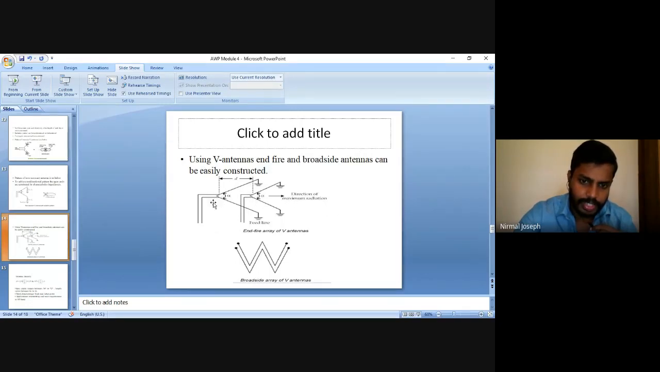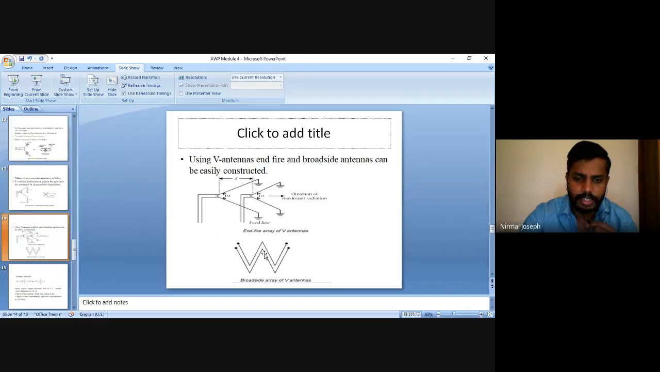One V antenna is arranged like this. It will be radiating in this direction. Another V antenna is arranged like this. It will be firing towards this direction. Likewise, the maximum direction of radiation will be towards this direction, or towards the end of the array. This is the end fire arrangement of the V antenna.